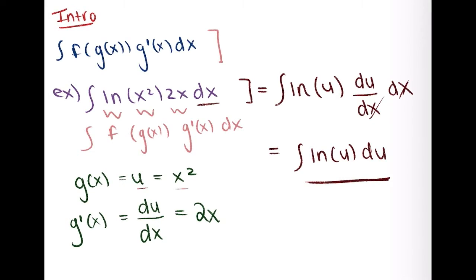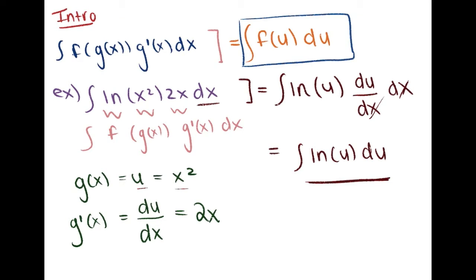And in general then, if we have this, we can just write this as f of u du. And that's kind of the goal of U-substitution. You are trying to solve a much easier integral than you had in the beginning. Okay? So that's just a super brief intro. Let's do an example.